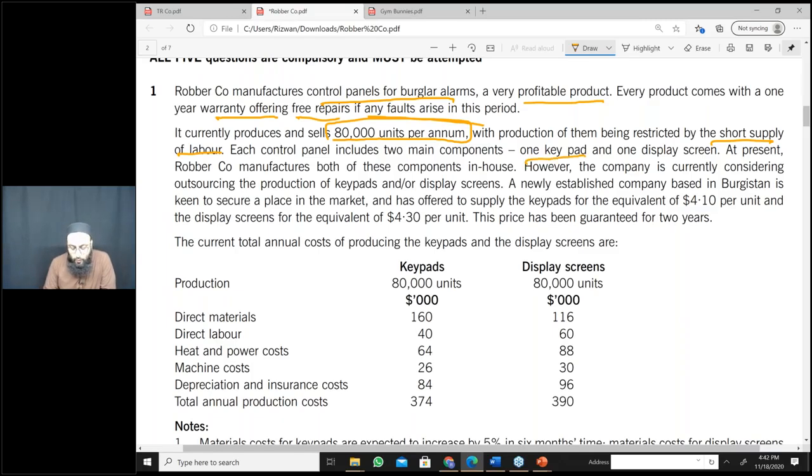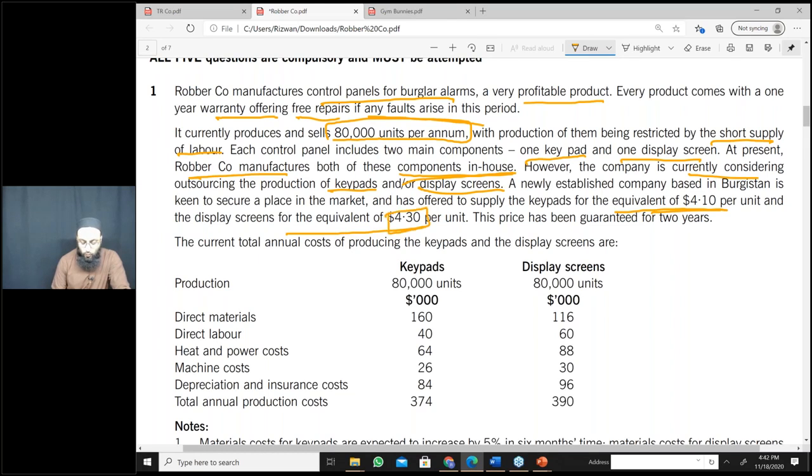Each control panel includes two main components. One is keypad and one is display screen. At present, Robber Company manufactures both of these components in-house. However, the company is currently considering outsourcing the production of keypads or display screen. A newly established company based in Kyrgyzstan is keen to secure a place in the market and has offered to supply the keypads for an equivalent of 4.1 and display screen for an equivalent of 4.3.